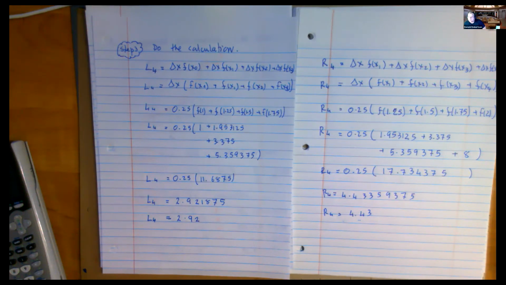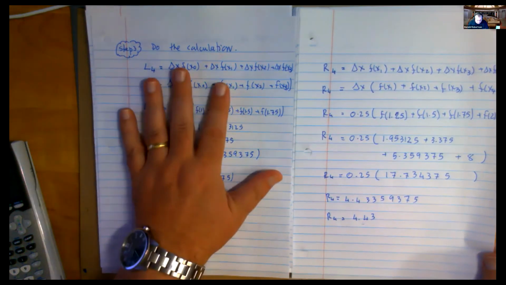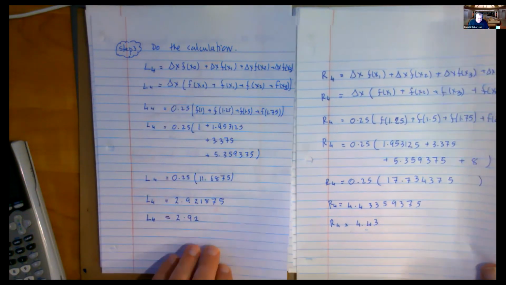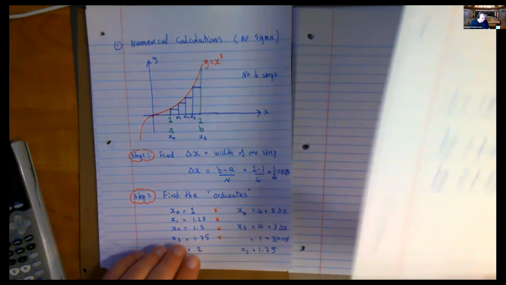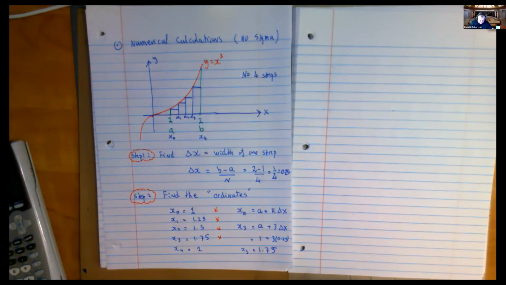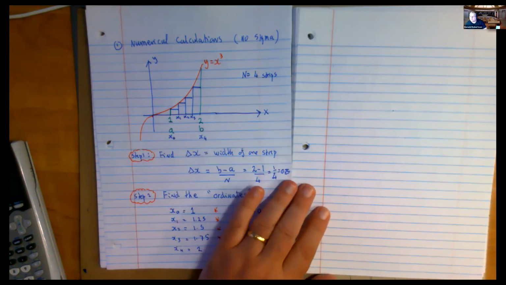Of course, the best way to do this entire calculation would be to do it in Sigma. So that's how you could do this numerically without using Sigma. The next one I'm going to show you is how to do it numerically, but when the information is given to you in a table.